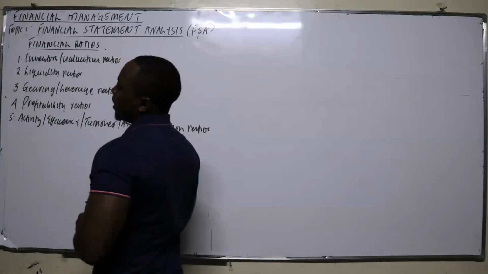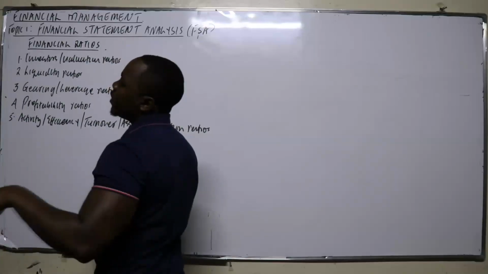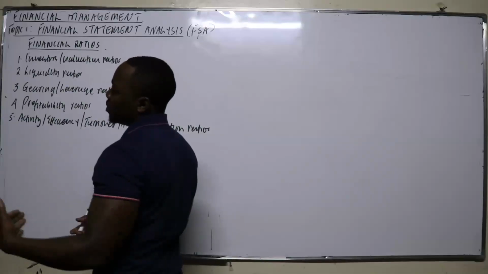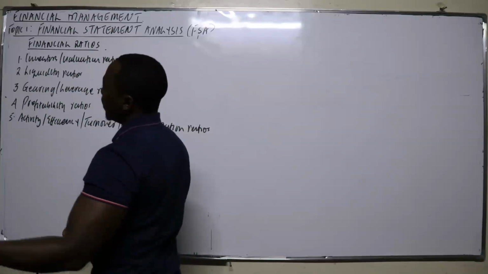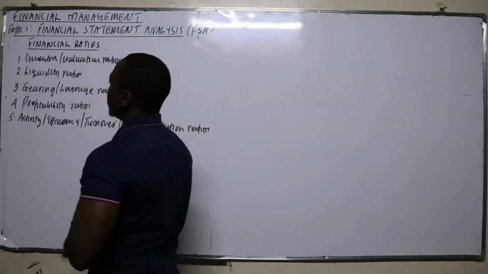Liquidity ratios are ratios used to determine how liquid the company is, or what we call the ability of the company to settle its short-term liabilities or obligations when they fall due. That's what we call the liquidity ratio.